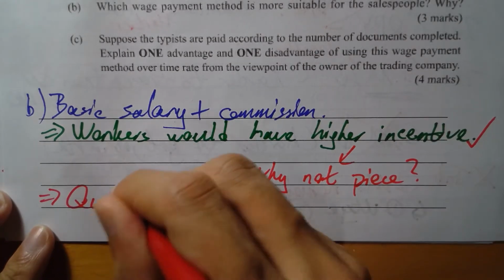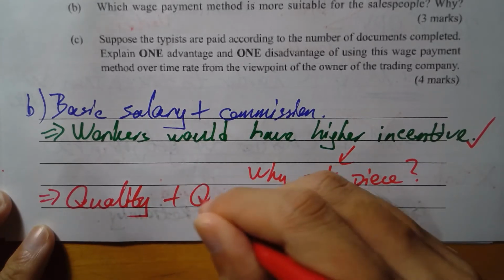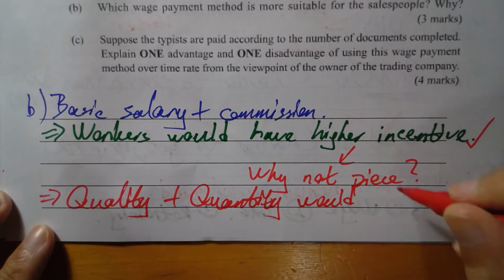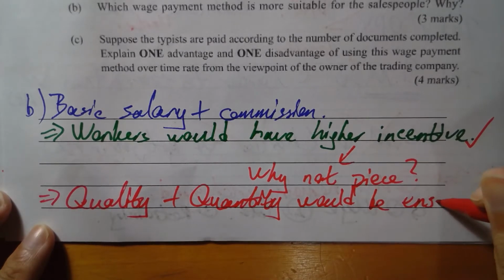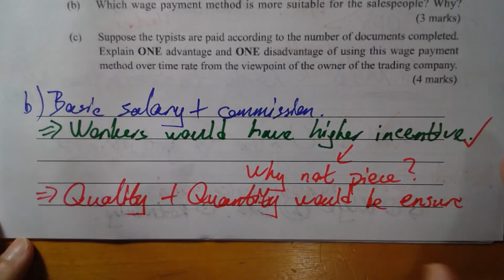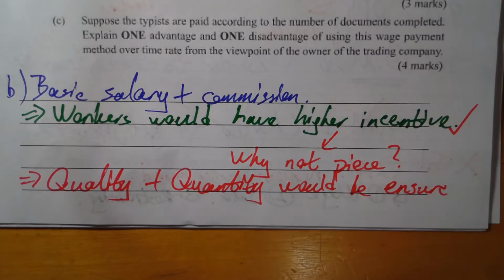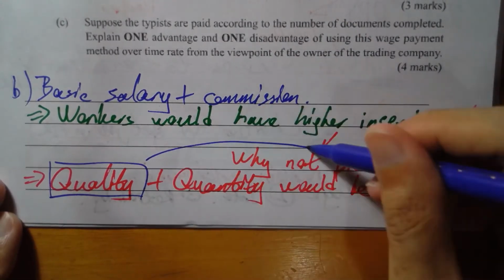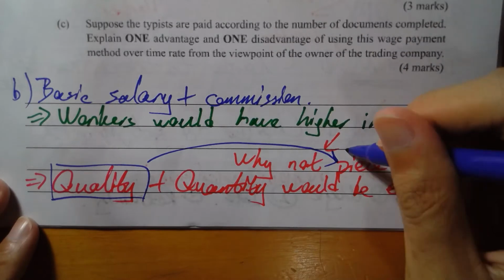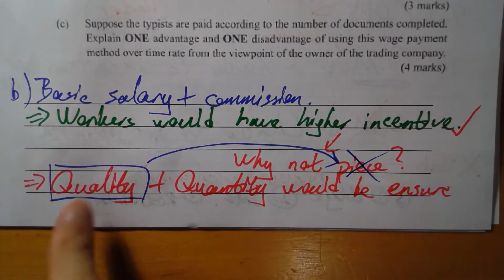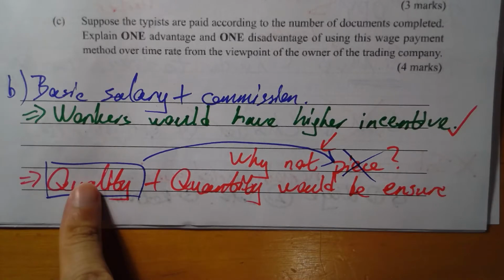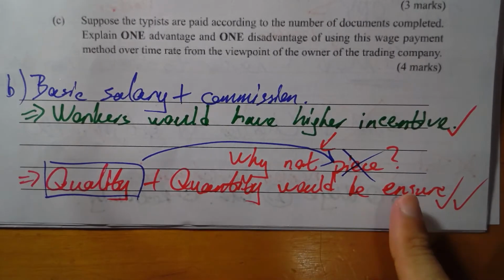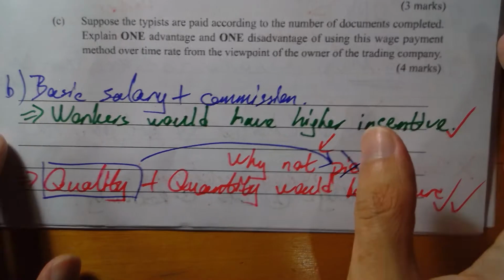Both quality and quantity would be ensured. You can ensure both quality and quantity. Now this time, I think we can say proudly, right? Quality, piece rate cannot achieve it. So I think this is the way. Okay, this is the best answer. Okay, best answer this one. Now, C.